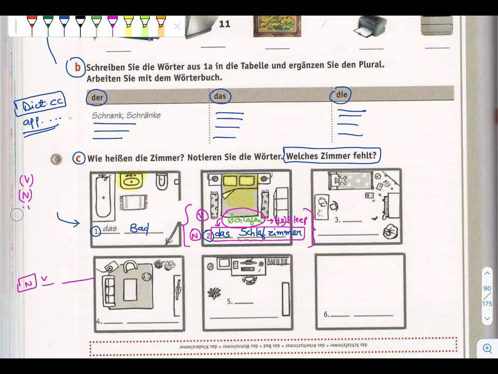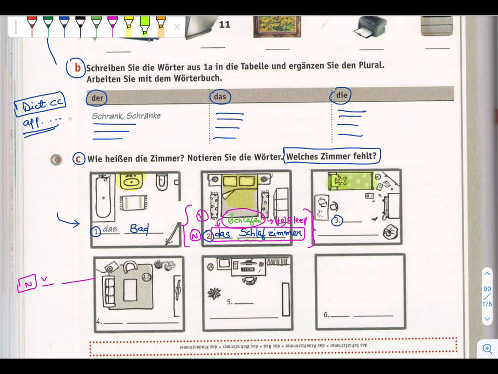Number 3. Here we can see again it's a bed and all. Here we can see the toys and all. So the answer can be das Kinderzimmer. Again, Kinder means children and Zimmer means room. Again, an important word for your Goethe A1 exam related to your expression.